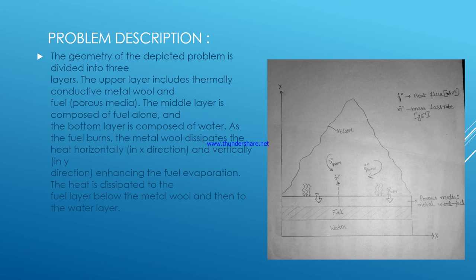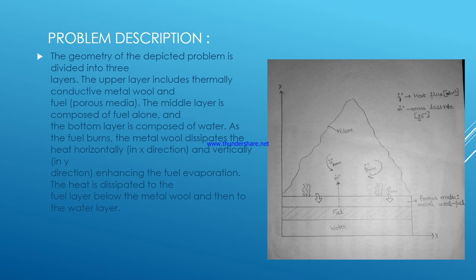The problem description is as follows. As in the diagram given, the geometry of the depicted problem is divided into three layers. The upper layer includes thermal conductive metal wool and fuel, the porous media. The middle layer is composed of the fuel alone, which is the cause of pollution, and the bottom layer is composed of water, mainly marine or seawater.